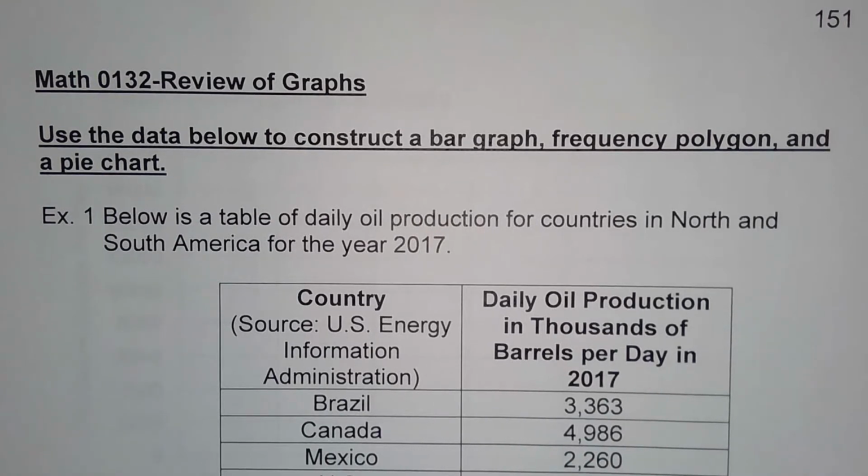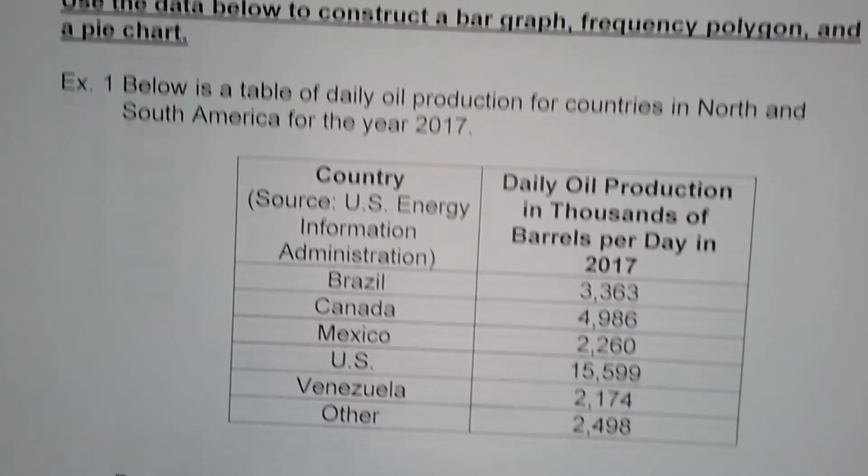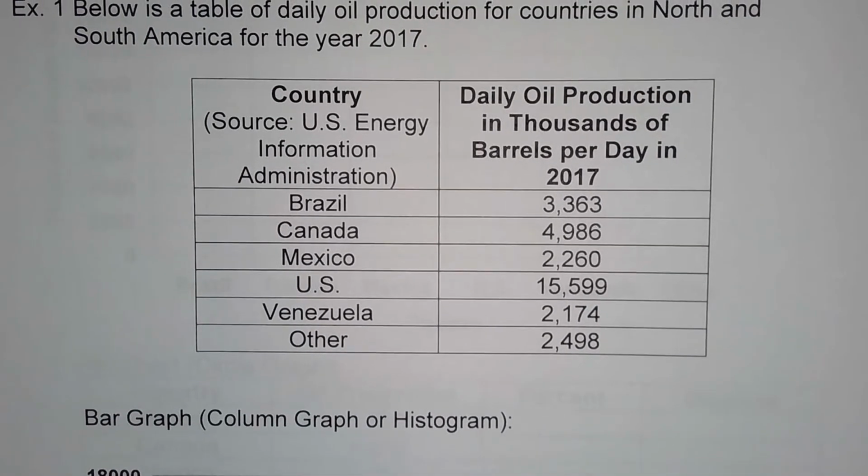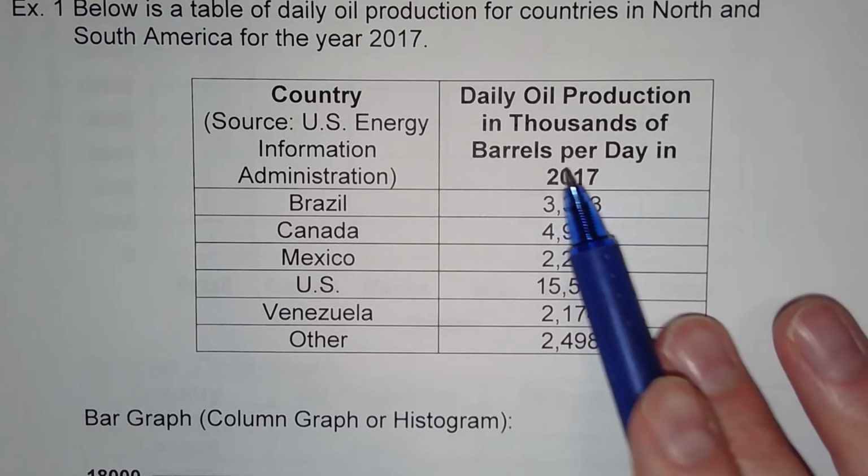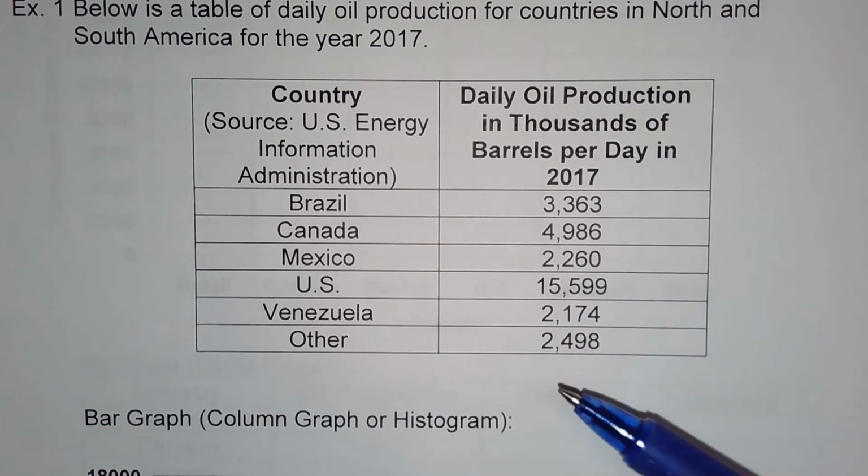What we're going to be doing now is reviewing graphs, and basically reviewing how to construct a bar graph, a frequency polygon, and a pie chart from given data. So here we've got a table of data. This is the daily oil production for countries in North America and South America for the year 2017. This is measured in thousands of barrels per day, and we've got our 5 countries here.